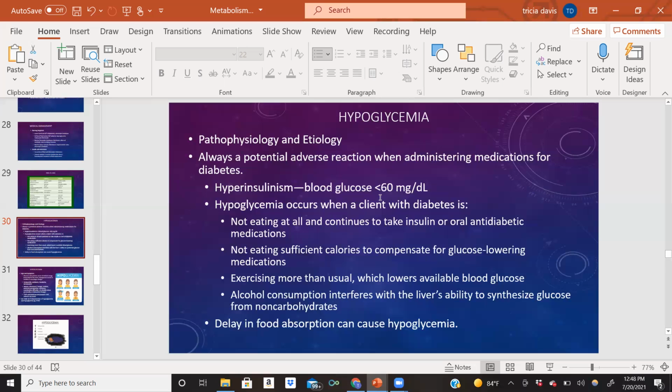And then with exercise. What exercise does is help the way our bodies metabolize our carbs, and it is an effective way of controlling our blood glucose levels.